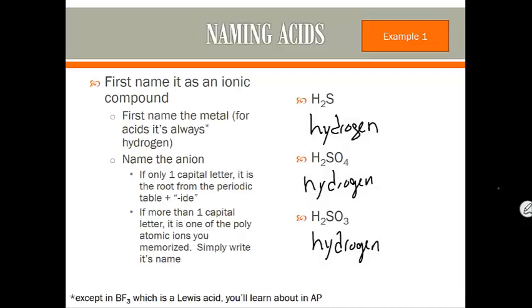So in this first example, example 1 in your packet, we start with H2S, which would be hydrogen, and then sulfur. However, sulfur has a charge. These are ionic compounds, so it's no longer sulfur, it becomes sulfide, symbolizing that sulfur has a negative charge. In example 1, the second problem says H2SO4, that's hydrogen. SO4 is that polyatomic ion you were supposed to have memorized. SO4 with a -2 charge is the polyatomic ion sulfate.